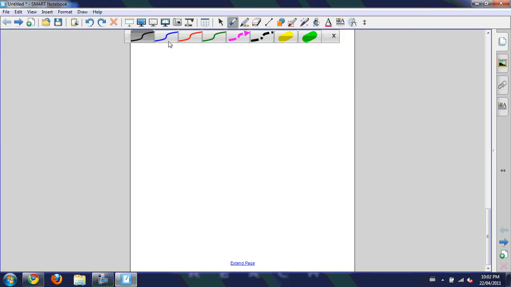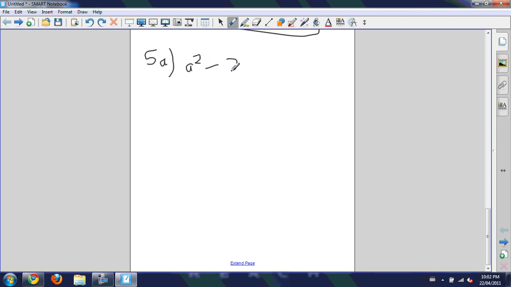Okay, so I'm going to be doing 5a from lesson 5.4, and the question says factor if possible again. The question is a squared minus 3a minus 10. So again, you find factors 1, 1, 1, 10, 2, 5.